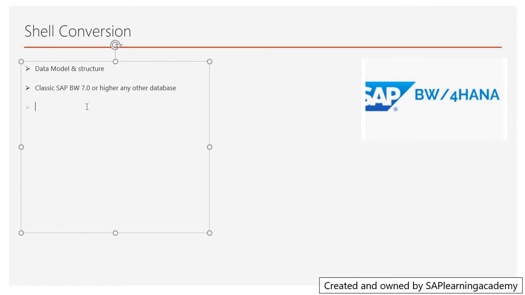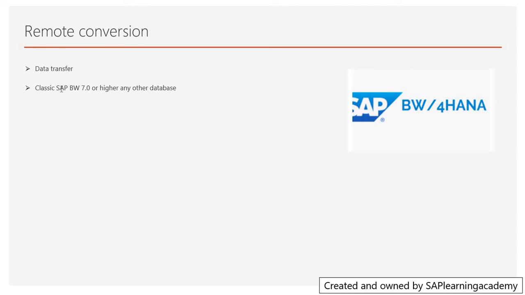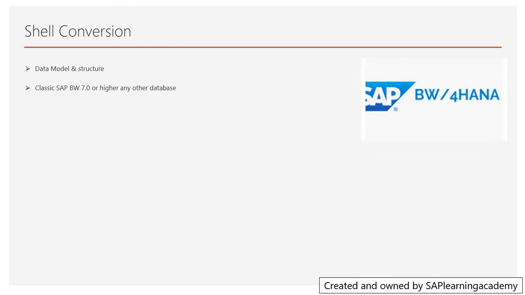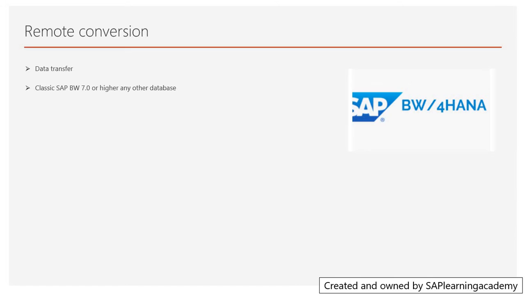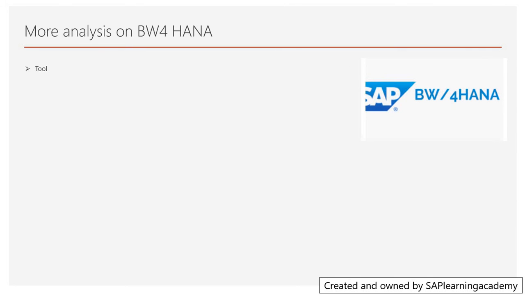In the shell conversion, it also supports any other database, and the version can be lower. Its minimum version can be 7.0, but the difference is that it only transfers the data model or metadata, not the data. If I talk about the remote conversion, it transfers the data as well. So that's a quick difference. We have quickly talked about these three parts: in-place conversion, remote conversion, and shell conversion.